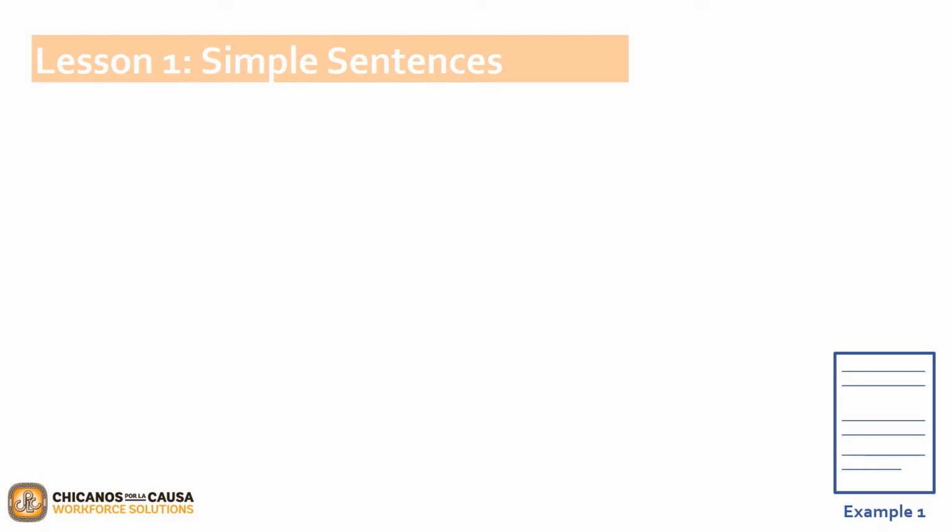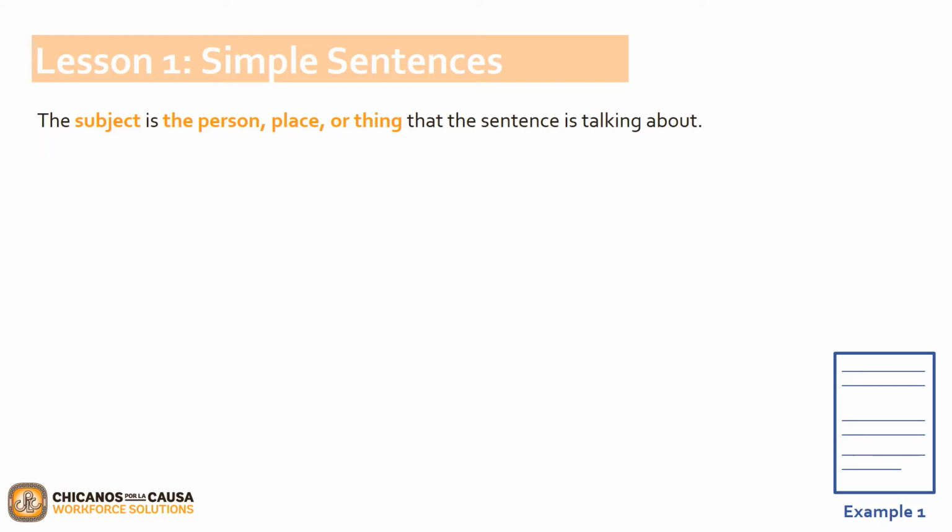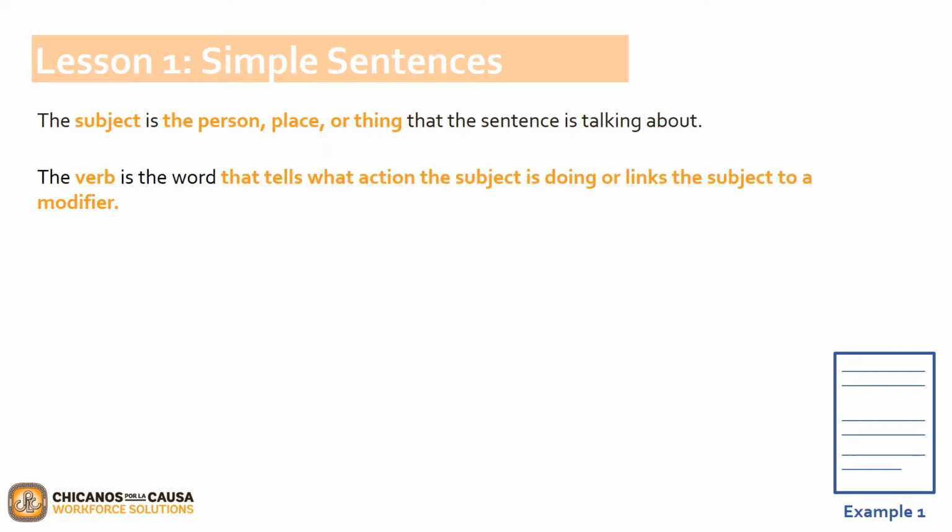A complete simple sentence has at least one subject and one verb. The subject is the person, place, or thing that the sentence is talking about. The verb is the word that tells what action the subject is doing or links the subject to a modifier. An example of an action verb would be the following sentence. Mary took notes on the lecture. The subject in the sentence is Mary, and the verb is the word took.